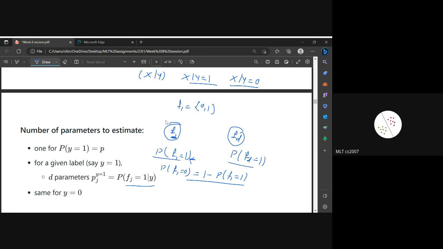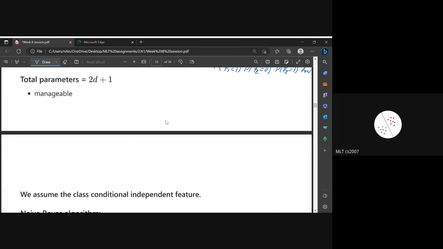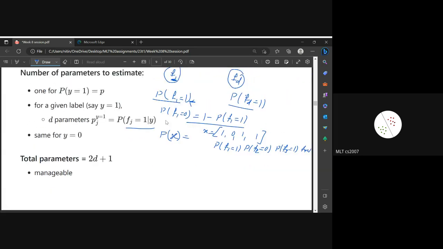Once I know these, for any x I can write the probability as a product because of conditional independence. For finding the probability of any x, I just multiply those values, right? So let's say x is 1, 0, 1, 1, a four-dimensional space. To find this probability, I just need to know the probability that the first feature takes value 1, the probability that the second feature takes value 0, the probability that the third feature takes value 1, and the probability that the fourth feature takes value 1, right? So for finding these probabilities, I need to know the distribution of these features, right?